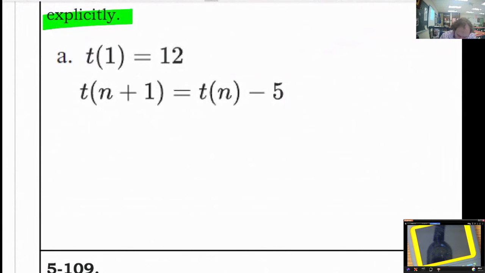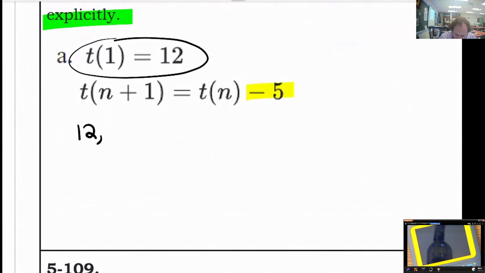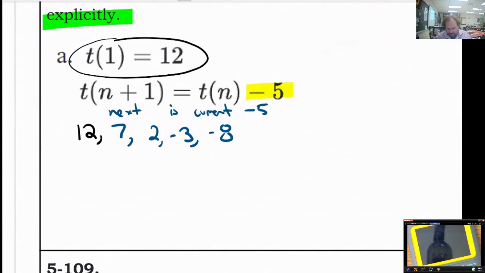They tell us the first term is 12, so I know the first number is 12. And they tell us you get the next number by taking the current number and subtracting 5. So the next is the current minus 5. So the next number will be 7. After that would be 2. After that is negative 3. And after that is negative 8. And then there you go. Dot, comma, dot, dot, dot. That's the sequence. As far as the explicit sequence goes, well, there's a couple different ways to write it. I'm going to show you two.